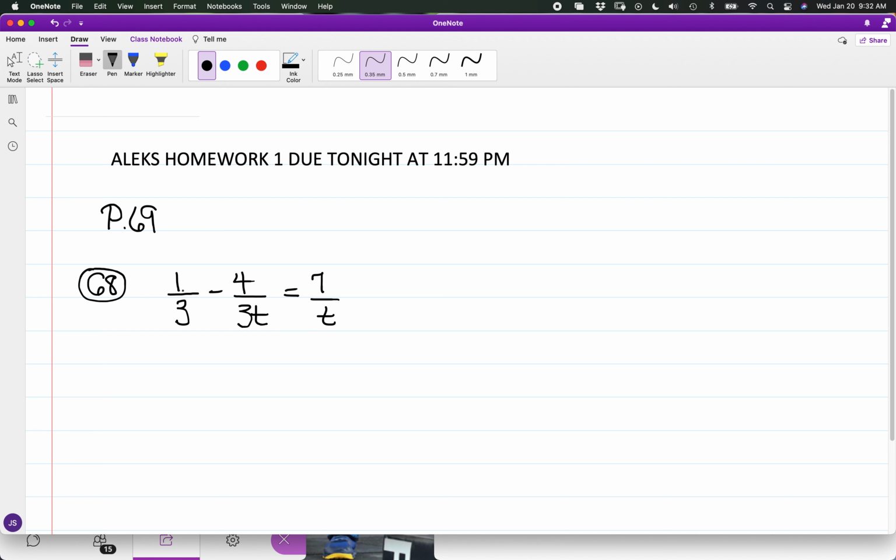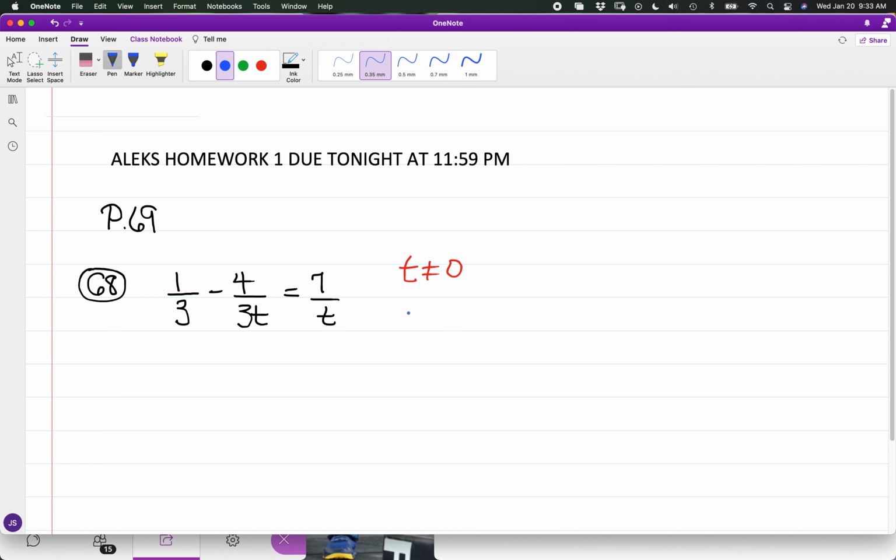So first of all, we have 1/3 minus 4 over 3t is equal to 7 over t. And we have a restriction from the get-go: whatever we have for t, we cannot have a zero denominator. So 3 is already non-zero, 3t cannot be 0, so t cannot be 0. And we have ditto for just t itself. So we have a restriction that t cannot be equal to 0.